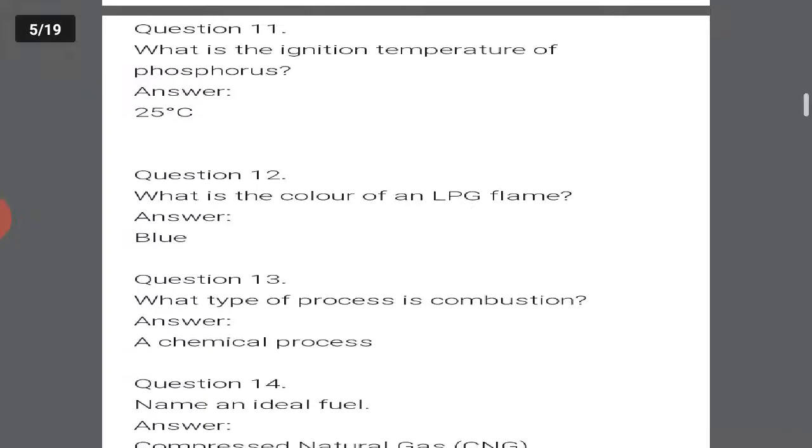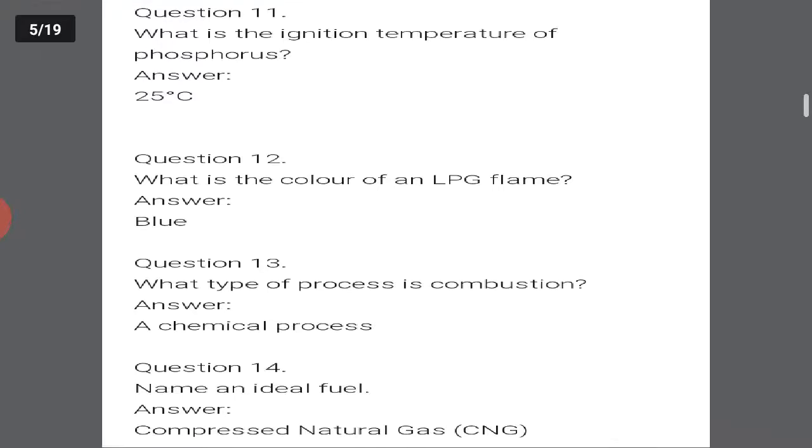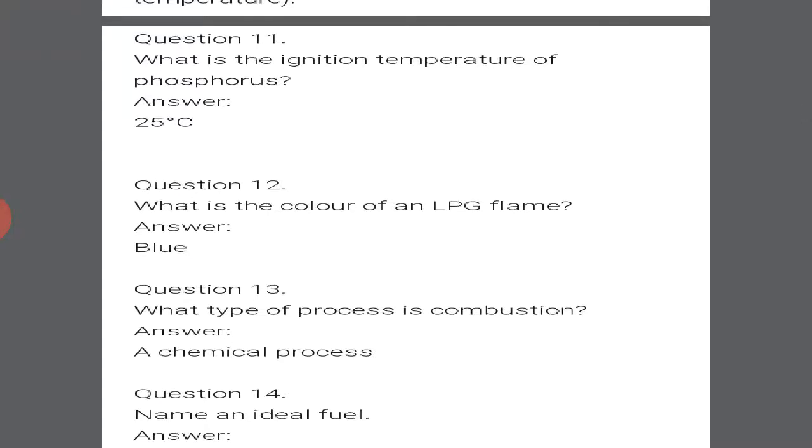Next is, what is the ignition temperature of phosphorus? It is 25 degrees Celsius. Got it? It is 25 degrees Celsius. What is the color of an LPG flame? It's blue. Got it? You can see it at your home also when your mother is cooking some delicious food for you. At that time, you can also see the flame of LPG. Okay, it will be blue.